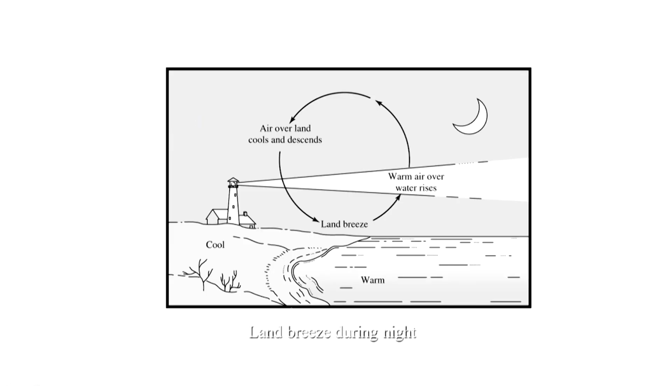So, one aspect to consider is, with respect to, let us say, coastal regions or land breeze during night. Let us see what is going to happen. So, warm air over water rises and air over land cools and descends, and thus land breeze, I guess, is in this direction. That is what we are trying to say. In the morning, I guess the land breeze seems to be from the land towards the water.